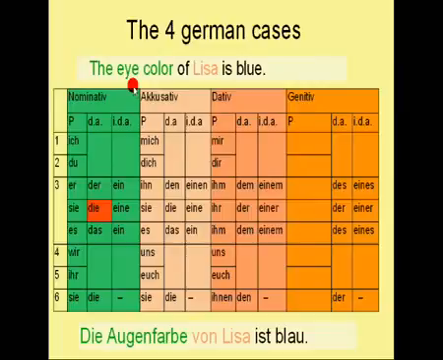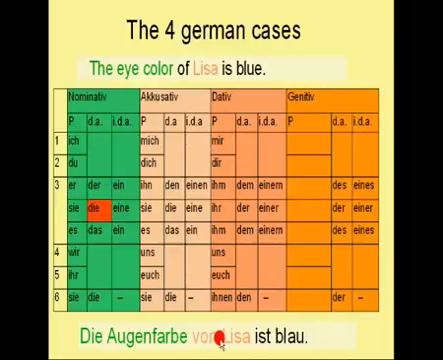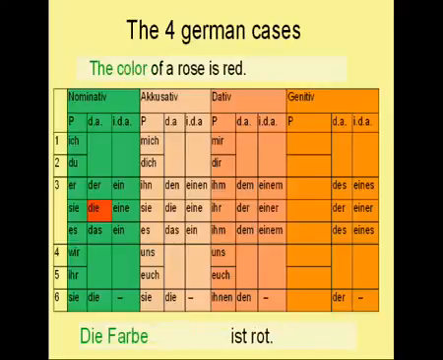Now let's try to put it in the dative case. Again, the eye color of Lisa is blue. But because Lisa is now in the dative case, we put the preposition von and we add the name Lisa, but we don't add an additional S this time because now Lisa is in the dative case. So the whole sentence would read like: Die Augenfarbe von Lisa ist blau.